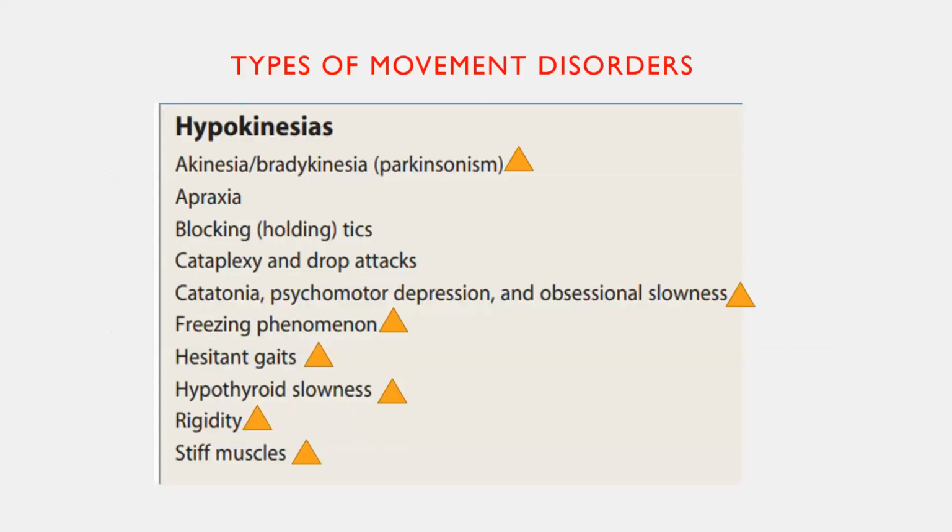Let's come to the examples. There are multiple examples for hypo and hyperkinesia. For MD medicine students, I think few of the examples are enough, okay. Akinesia, bradykinesia, apraxia, blocking tics. These are nothing but tics with some impaired awareness, predominantly seen in the pediatric age group, can be differentiated from focal impaired seizures by asking the history of urge and suppressibility. Cataplexy and drop attacks, catatonia, psychomotor depression, OCD that is leading to the slowness, freezing phenomenon, hesitant gait, hypothyroid slowness, rigidity, stiff muscles, all will come under hypokinetic movement disorders, okay.